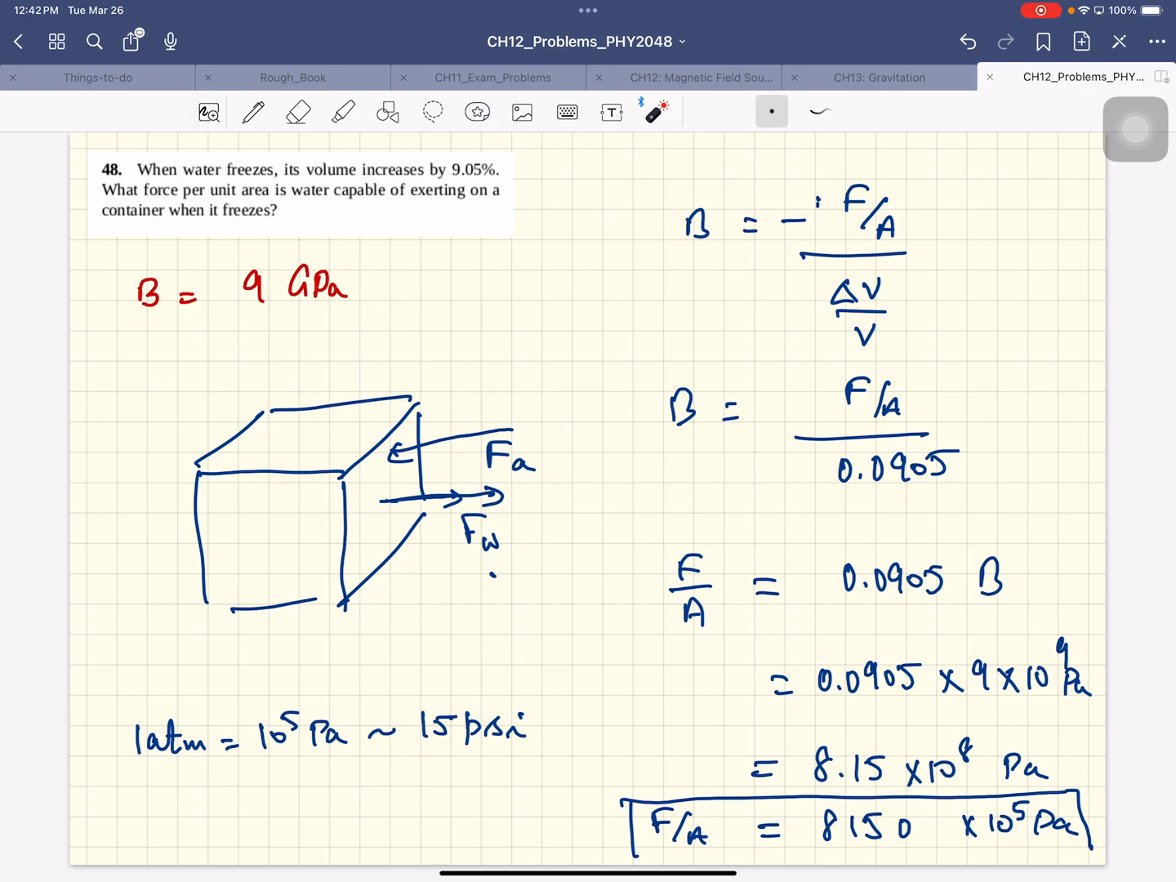So do this experiment. Take a plastic bottle, fill it with water, screw the cap, throw it in your freezer. And then let the water open the cap, right?